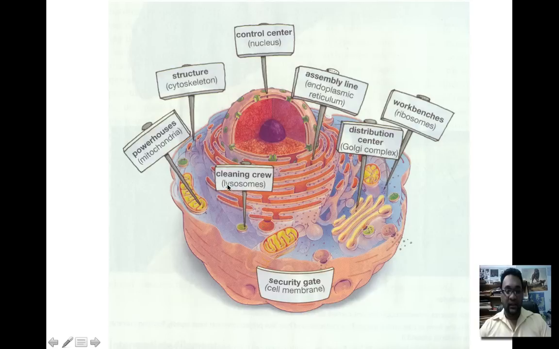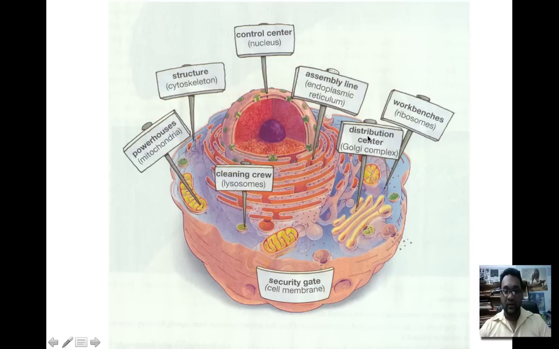Now we have here the lysosomes. The lysosomes are found only in animal cells, and they are what we call the cleanup crew. Basically, in the lysosome there are different enzymes that will be used to break down different materials. For instance, they have proteases, which are enzymes that break down proteins. They have lipases, which break down lipids, and so on. So the lysosome is the cleanup crew, and it's found in animal cells.